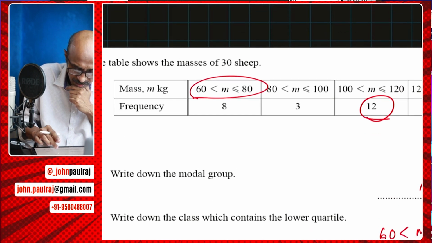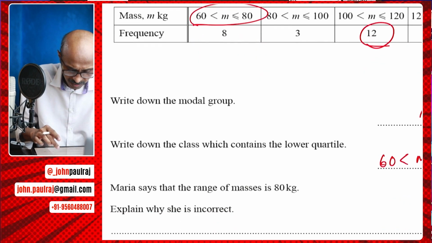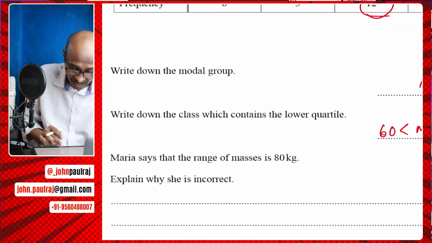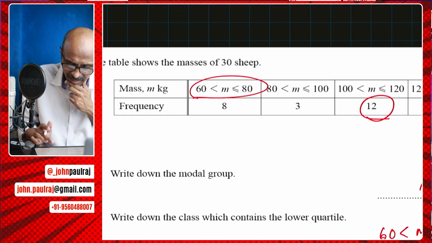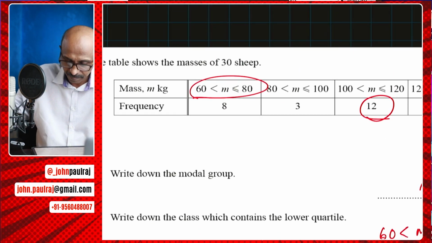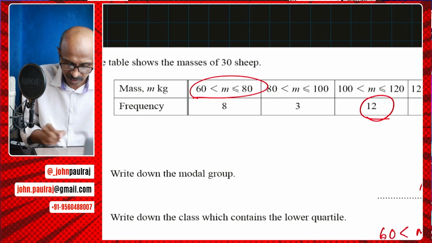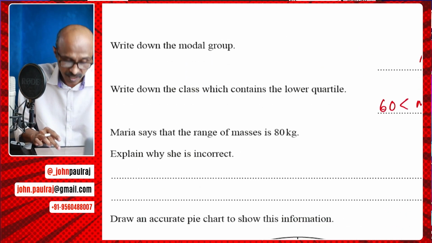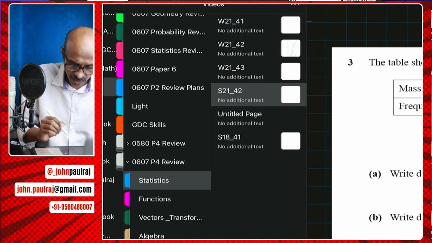Look at this. Okay. Now there's nothing about Maria earlier on, but then Maria says that the range of masses is 80. Explain why she's incorrect. Okay, the range is 80. And if you just look at it clearly, well, 140, normally the range is like max minus min, right? 140 minus 60, you'll work out that's 80, but why is she incorrect? I'll show you another place where you have a similar kind of thing.